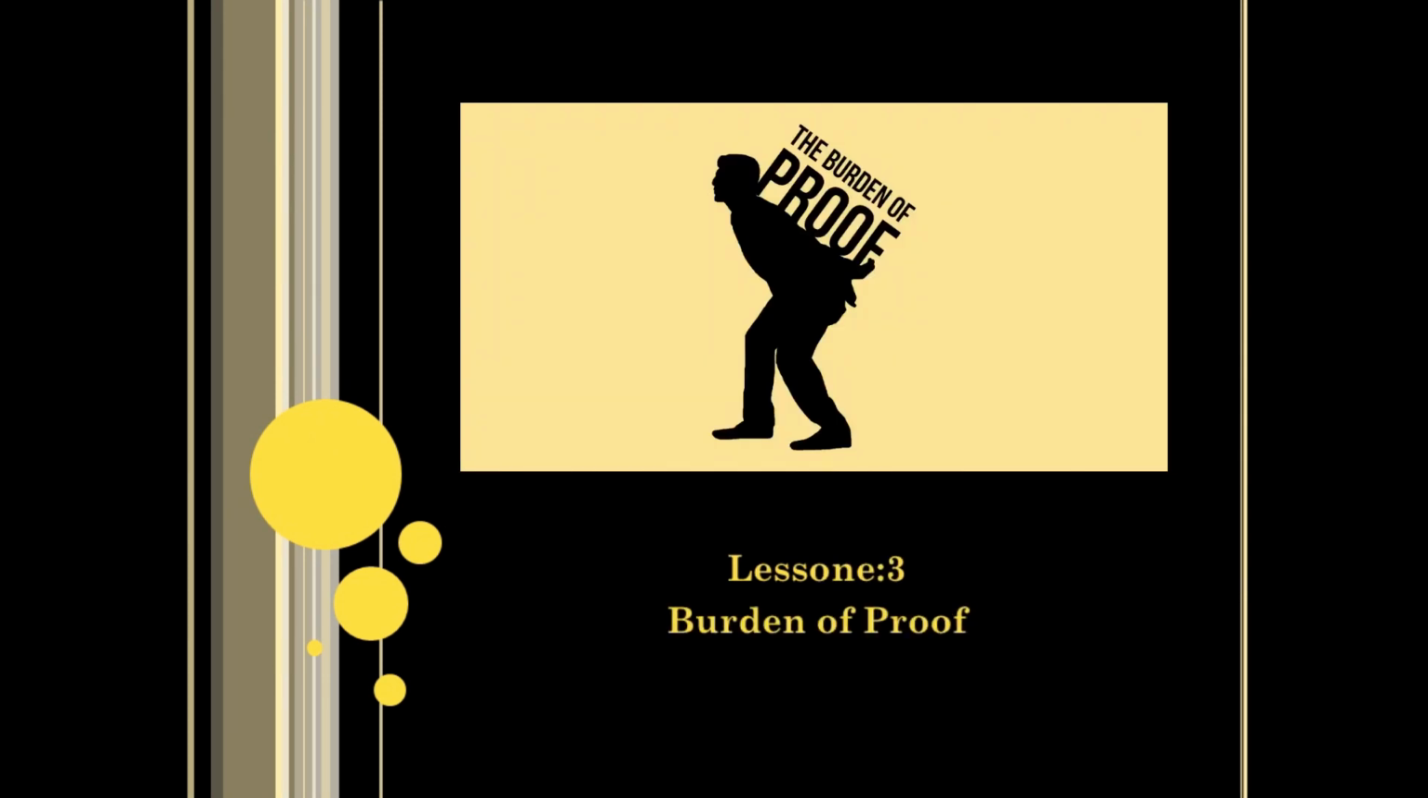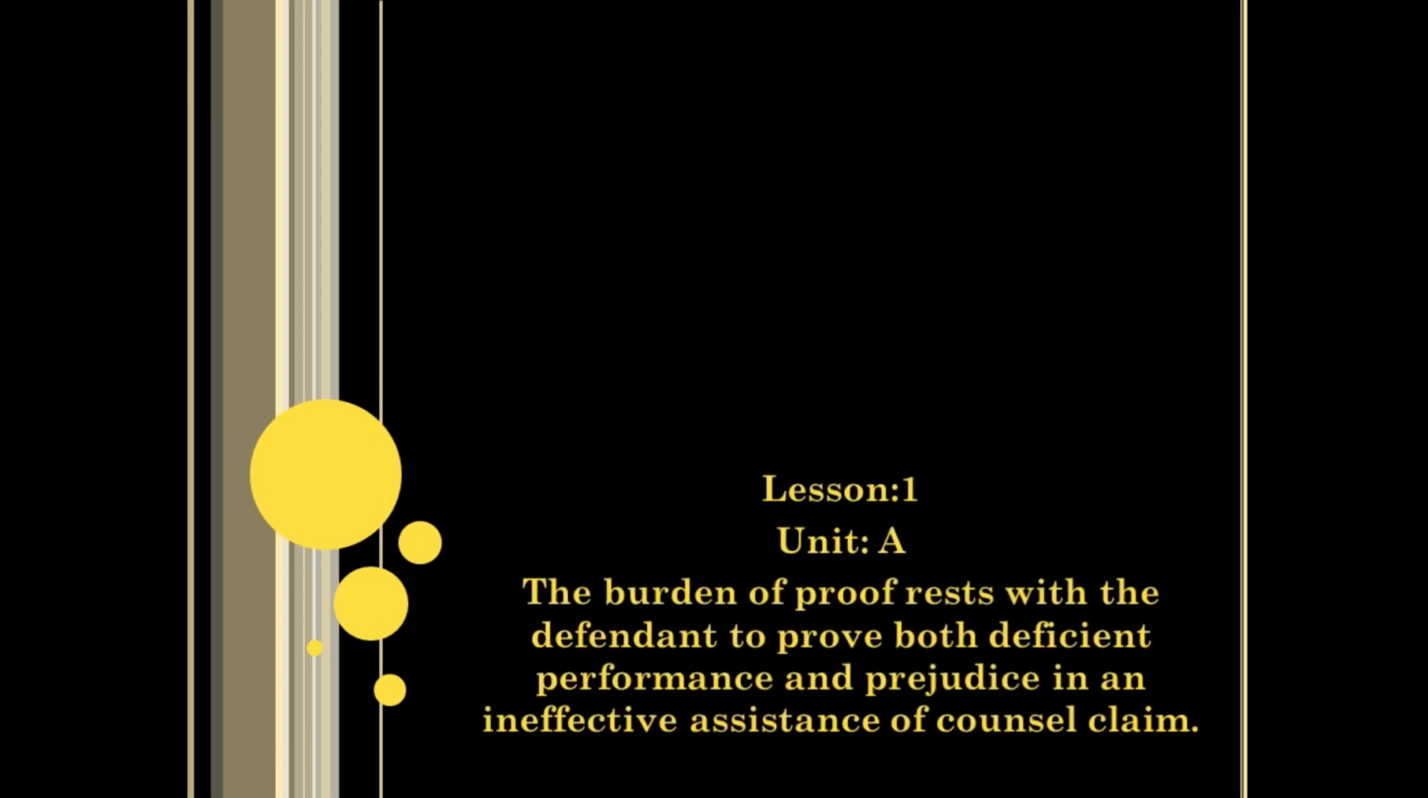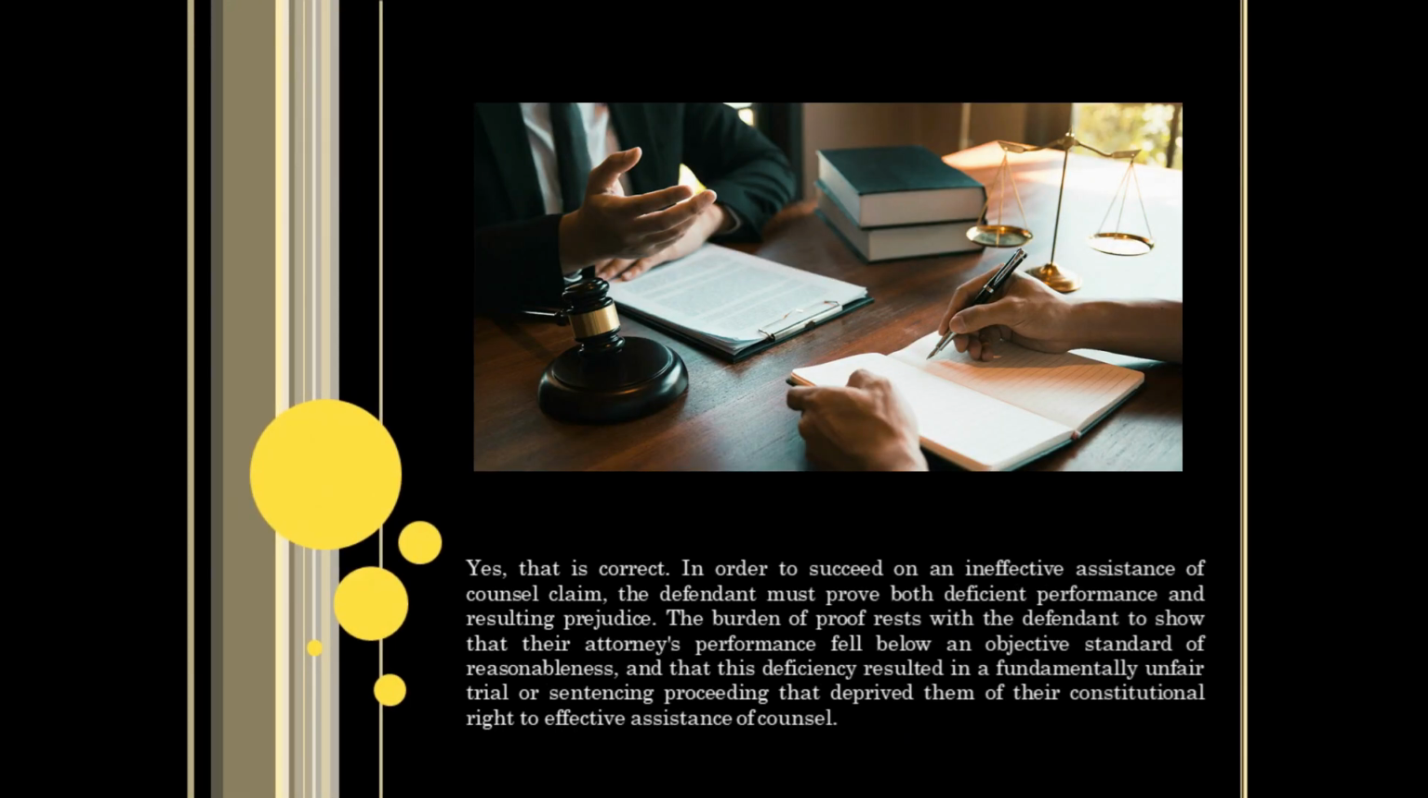Lesson 3. Burden of proof. Lesson 1. Unit A. The burden of proof rests with the defendant to prove both deficient performance and prejudice in an ineffective assistance of counsel claim. Yes, that is correct. In order to succeed on an ineffective assistance of counsel claim, the defendant must prove both deficient performance and resulting prejudice.